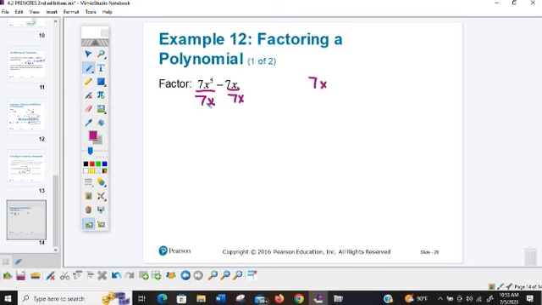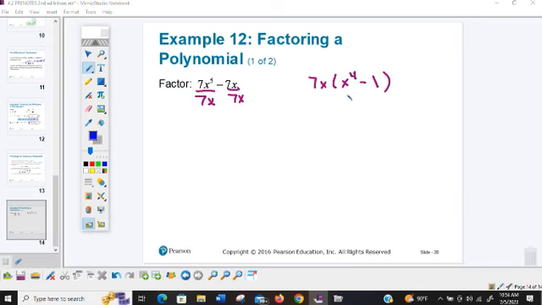Okay, the 7's cancel here. 5 minus 1 leaves me x to the 4th. So I'm going to put an x to the 4th in my parenthesis, bring over my minus. Now 7x divided by 7x is 1. So that's what I have so far. Now I need to check and see if it'll factor again, because it's possible, okay?